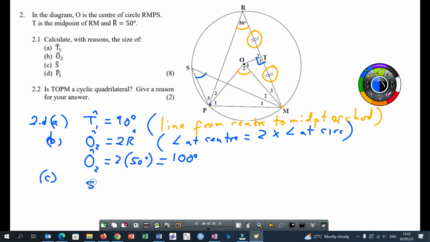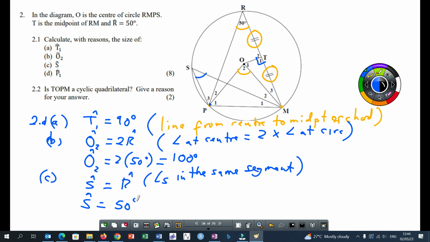So angle S is equal to angle R. And they are angles in the same segment. Okay? So angle S is going to be equal to 50 degrees.